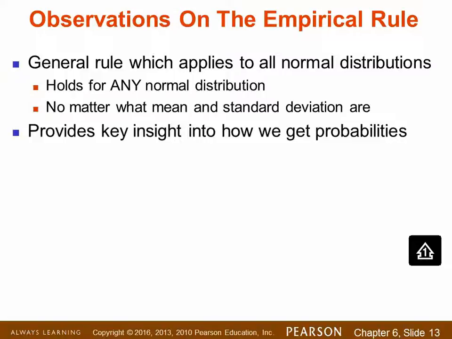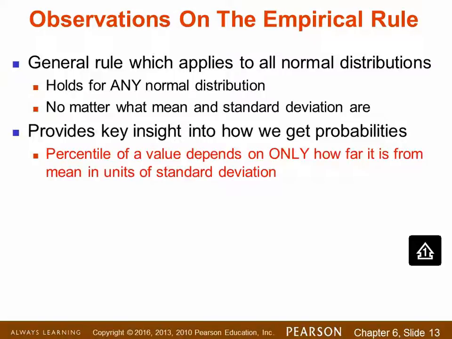It's always true. And it's really useful, because the key thing I want you to take away from this, besides the actual percentages, is that it tells us how likely a value is depends on how far it is from the mean in units of standard deviation. This is a fact that's actually in a reddish color for a reason. It's an extremely important fact. And that's the only thing that determines the percentile for a normal random variable.